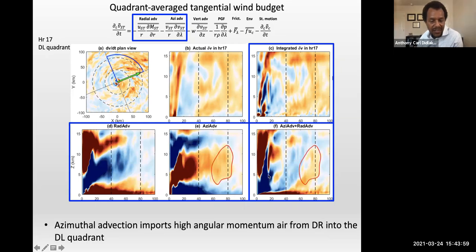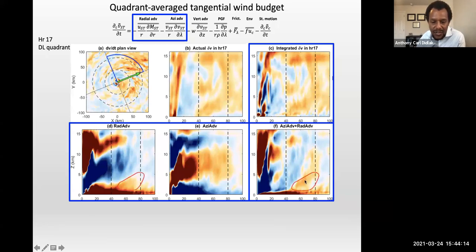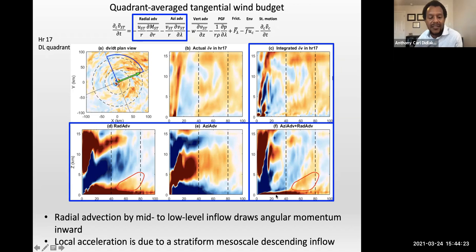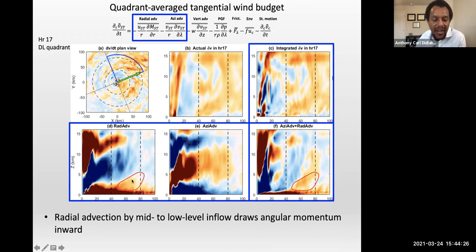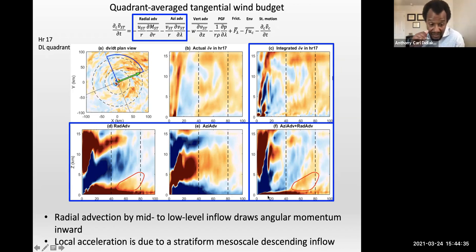And it turns out that we can think of this in two different steps. In the upper regions, you have azimuthal advection that imports some of this higher angular momentum air from the downshear right quadrant into the downshear left quadrant. And eventually radial advection takes over when we go to the lower left part of this region. This radial advection by the mid and low level inflow is of course drawing angular momentum inward, as we'd expect. And it turns out that this local acceleration is due to a stratiform mesoscale descending inflow that we were able to find in this simulation.